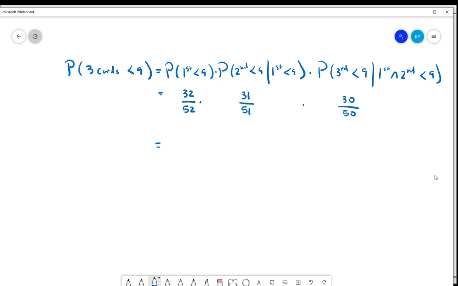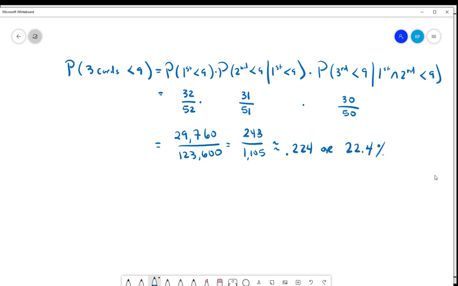And so if we multiply that together, we're going to get 29,760 over 123,600. And of course, we can reduce that. And we get 248 over 1,105. And if we turn that into a decimal, we're going to get approximately 0.224 or 22.4%. So let's go ahead and try another one here.